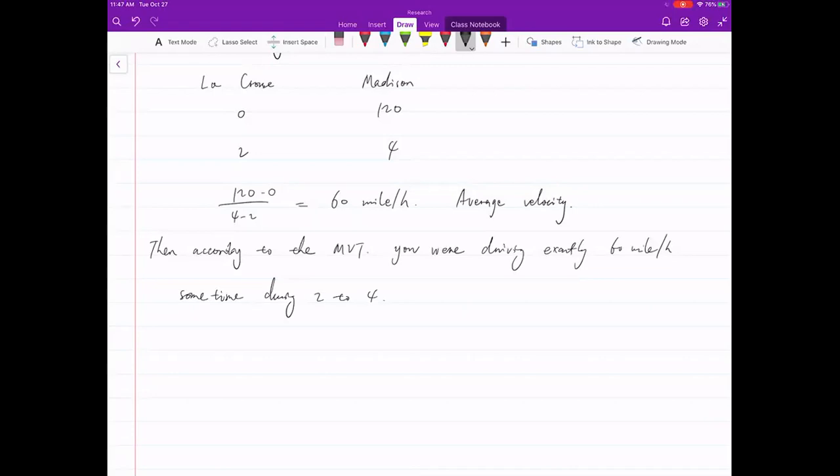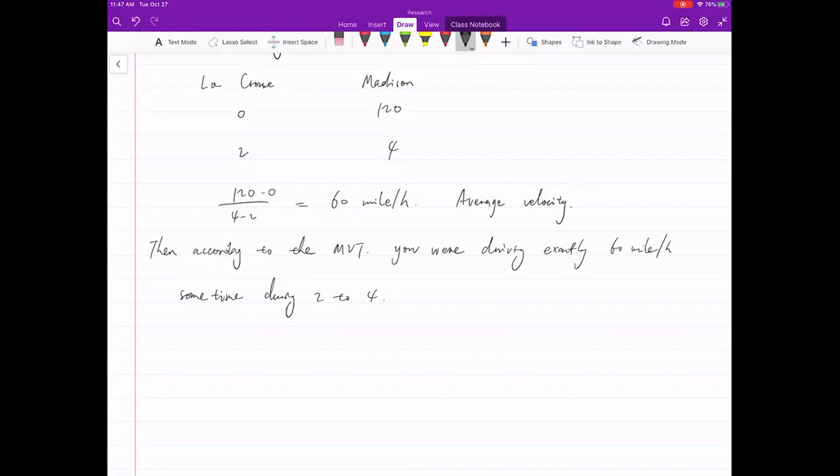Does it match your common sense? If your average is 60, then somewhere you're faster than 60 for sure, and somewhere you're slower than 60, right? But how can you go from slower to faster or faster to slower? You must be exactly 60 somewhere. Maybe more than once, but at least once. You cannot just drive all the way to Madison without driving at 60 miles per hour sometime. That's just not true.